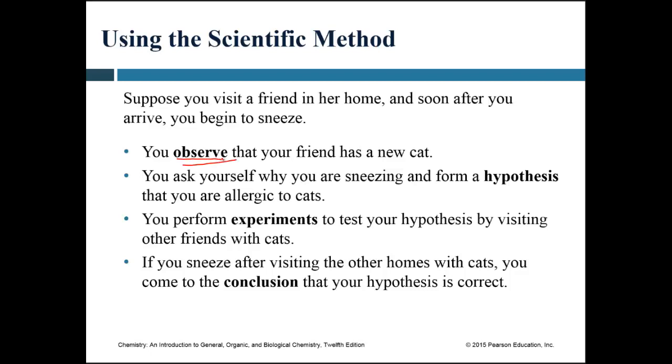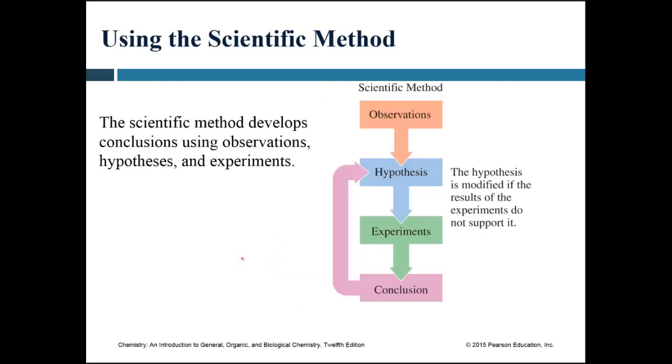You ask yourself why you're sneezing and form a hypothesis that you think you're allergic to cats. You perform experiments to test this hypothesis by visiting other friends that you have that happen to have cats. If you sneeze after visiting the homes with cats, you come to the conclusion that your hypothesis is correct. The hypothesis is modified if the results of the experiment do not support it.